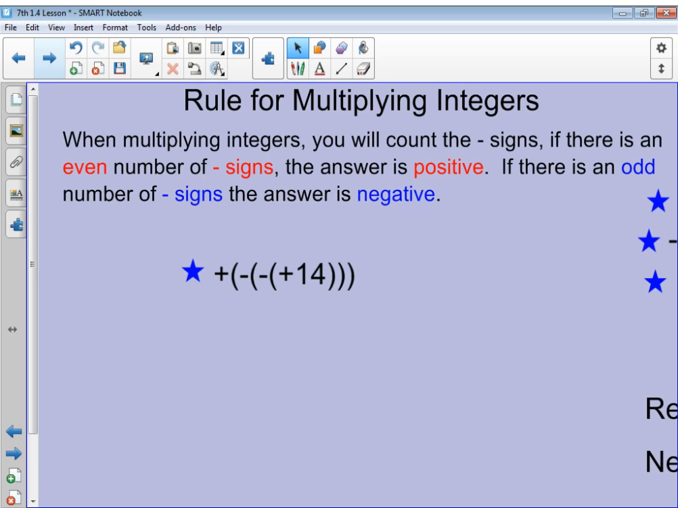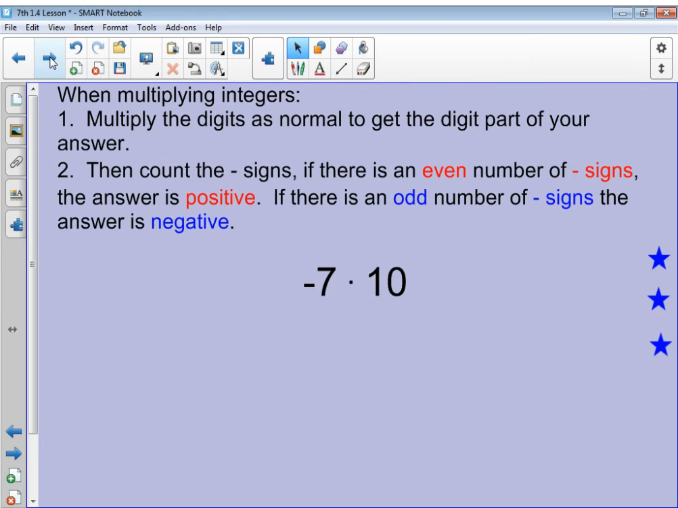The answer you should have gotten was positive 14 because there are 2 negative signs. Remember, we're not going to count these. So you should have ended up with positive 14. All right, so let's go ahead and put this together with some multiplication. When we multiply integers, first thing, we're going to go ahead and multiply the digits as normal. So don't think of this as a whole new process. We're taking 2 things that we previously learned and put them together.